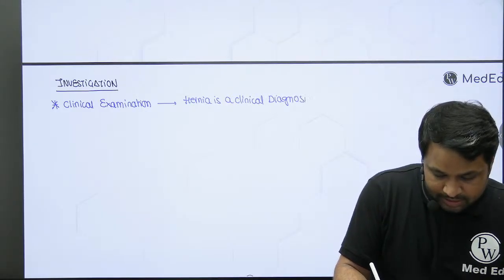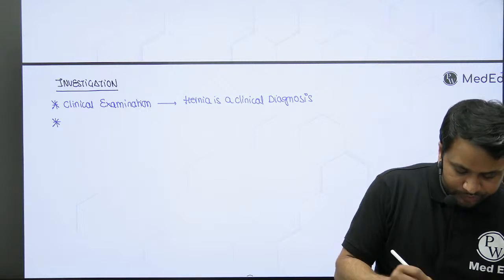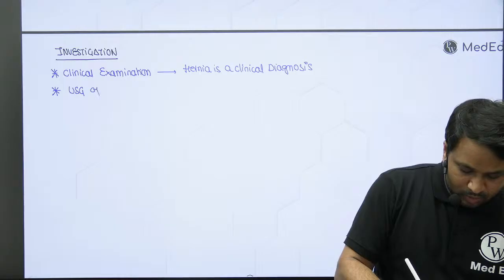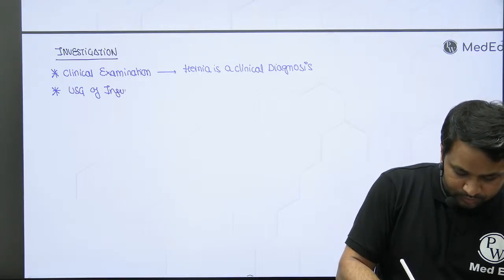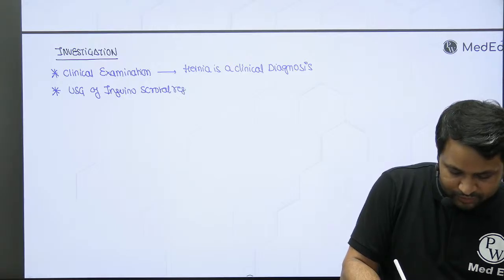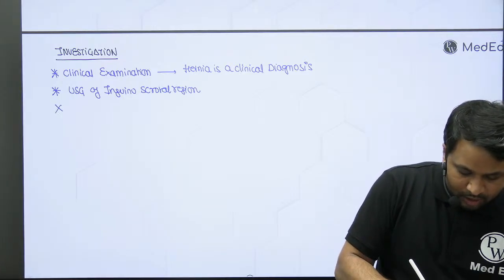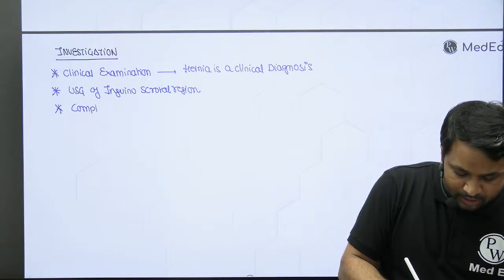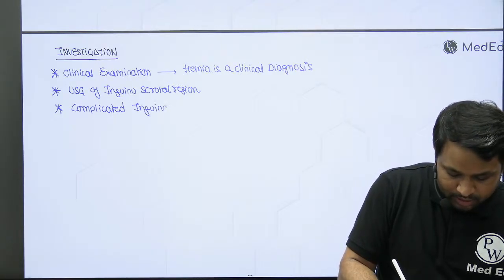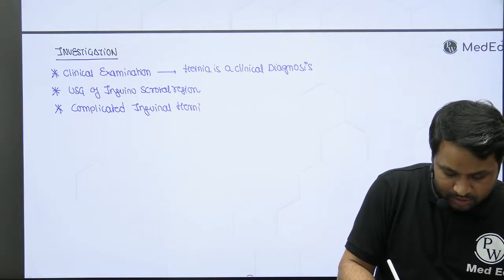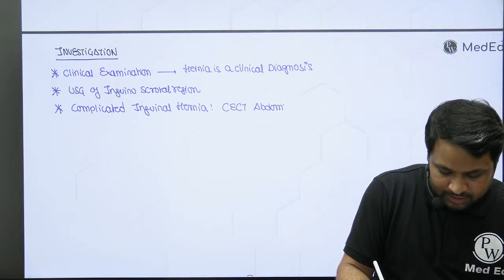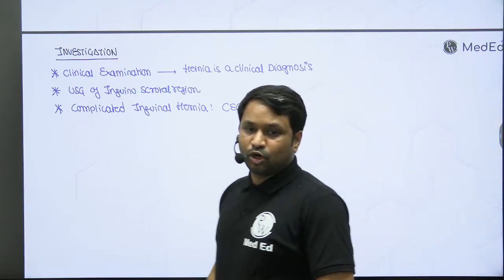The other thing that you can do is an ultrasound of the inguinoscrotal region. This is to confirm whether it is a hernia or a hydrocele. Whenever you have a complicated inguinal hernia, this has to be dealt with a CECT abdomen. Get a CECT abdomen if it is a complicated inguinal hernia.